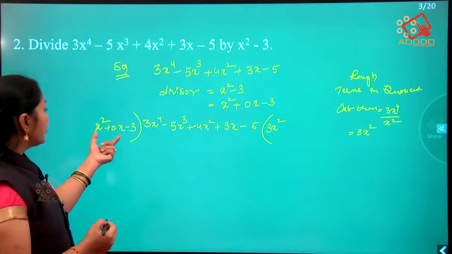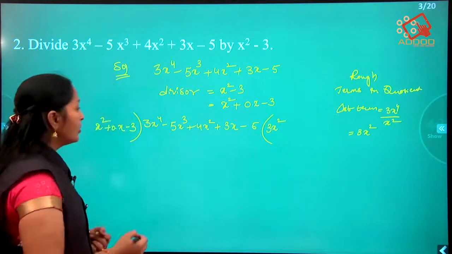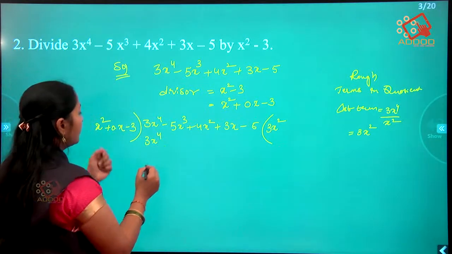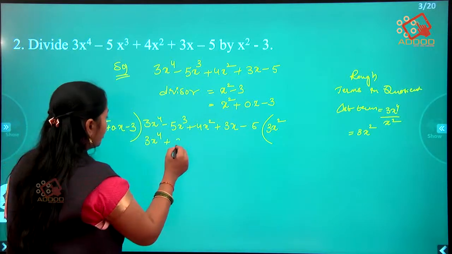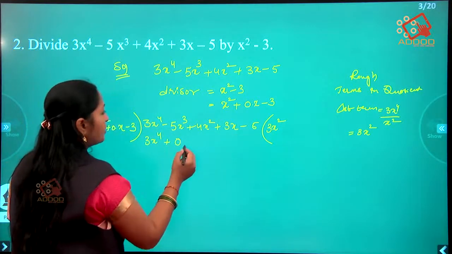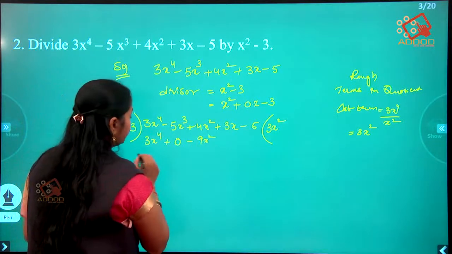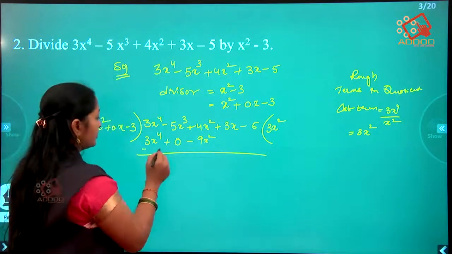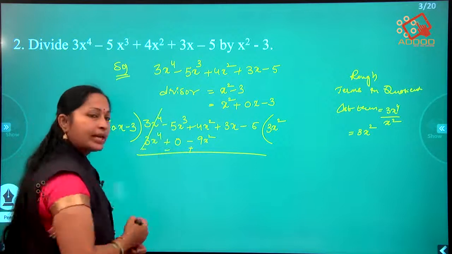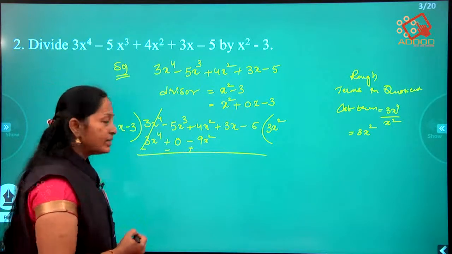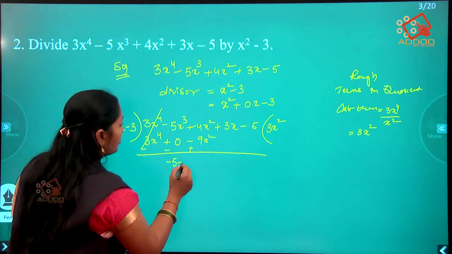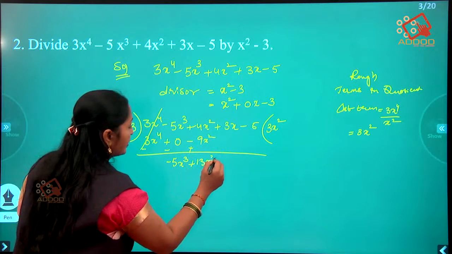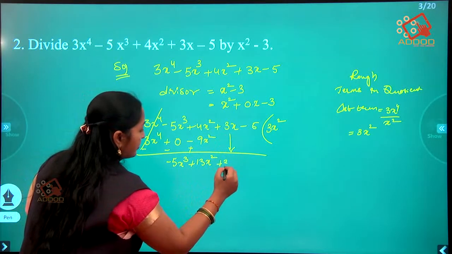Now multiply the divisor with 3x square and write here. x square into 3x square becomes 3x power 4, plus 0 into anything is 0, minus 3 into plus 3x square becomes minus 9x square. Now subtract. When we subtract, signs will be interchanged. Now plus 3x power 4 and minus 3x power 4 will be cancelled. Now minus 5x cube, plus 4x square plus 9x square becomes plus 13x square. I am taking down plus 3x.